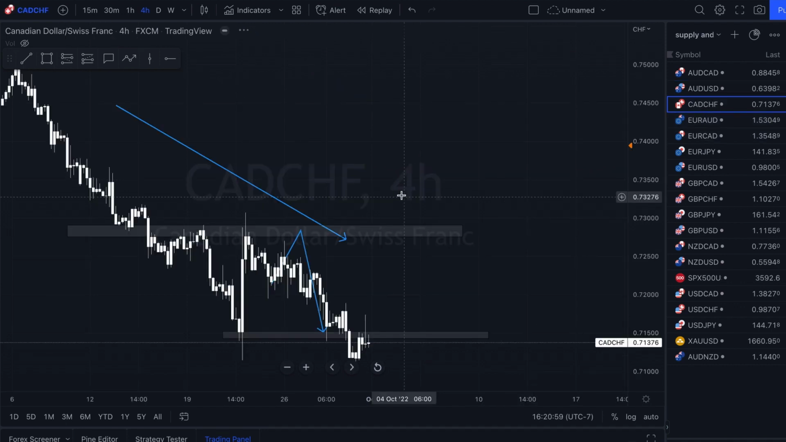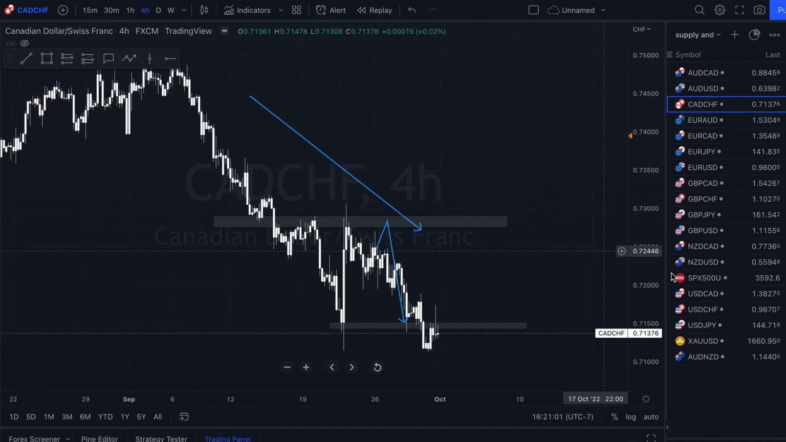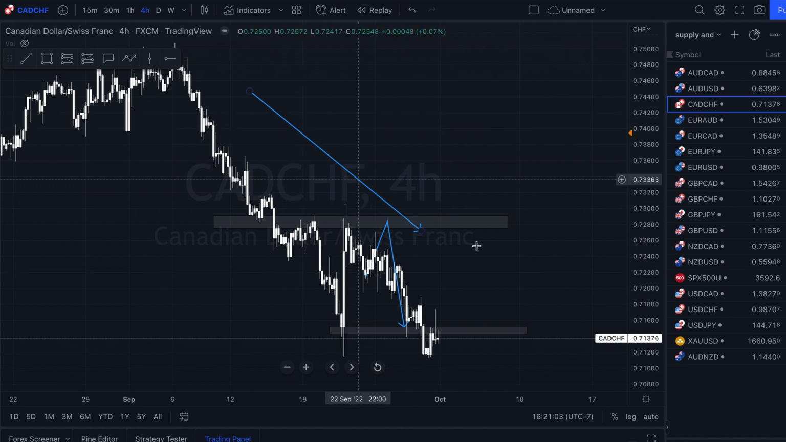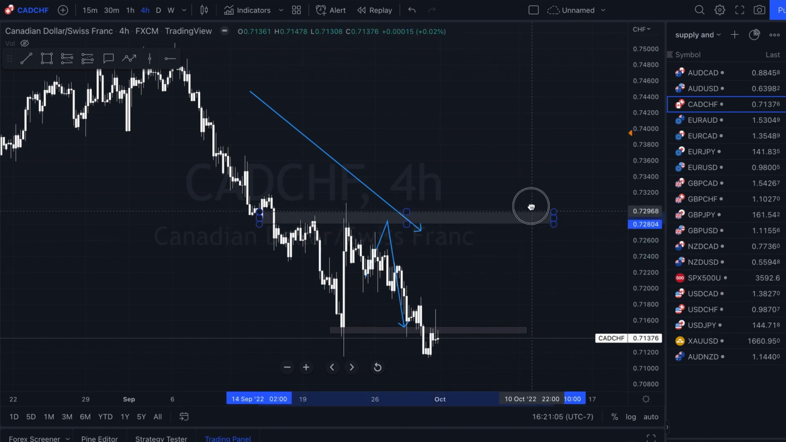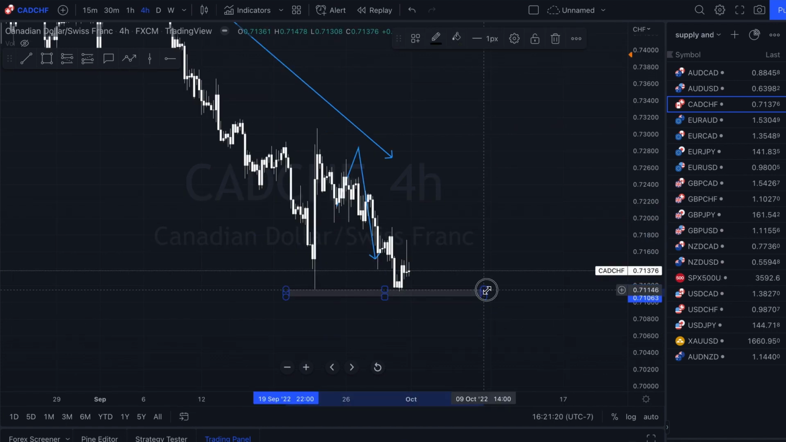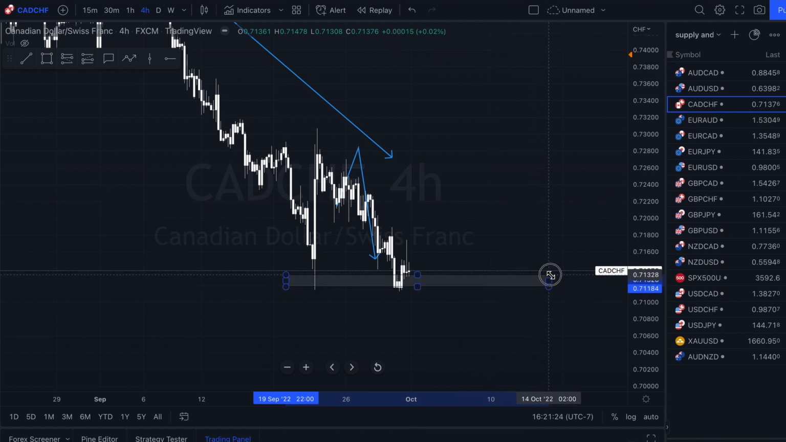Next up, CAD CHF. Same thing. You know what? I'm just gonna leave these charts here because it is a downtrend. I'll just move this down low. Let me just erase it. Okay, so let's update these zones. It's gonna look like this. So instead, we're gonna wait for this break, this retest, and then the sell.